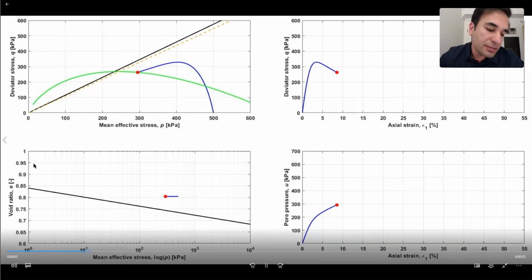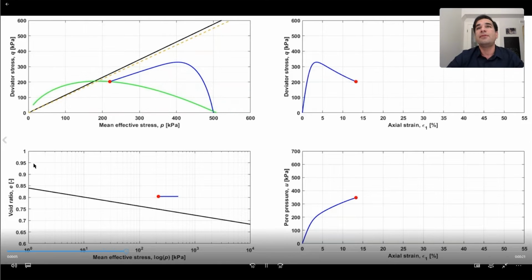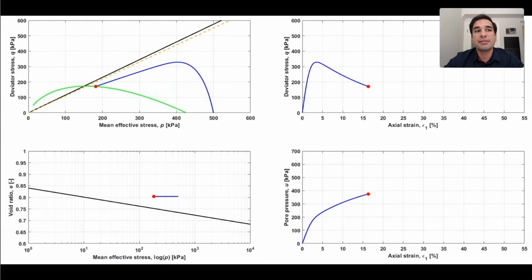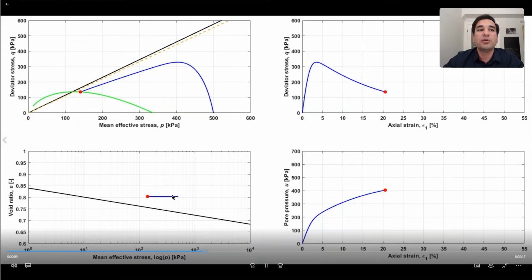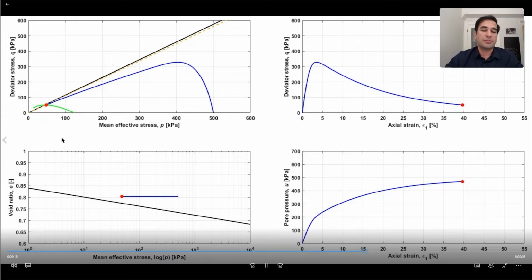This is your typical static liquefaction behavior, which happens in a loose specimen as it moves towards the critical state line with pore pressures rising, and you get a peak undrained strength and then towards a residual strength out of the model.